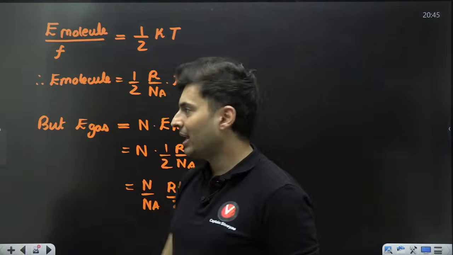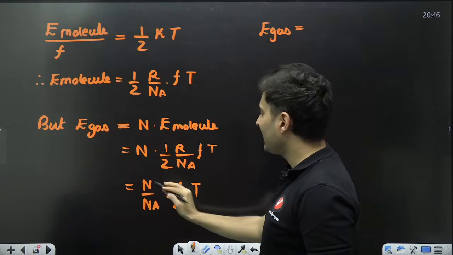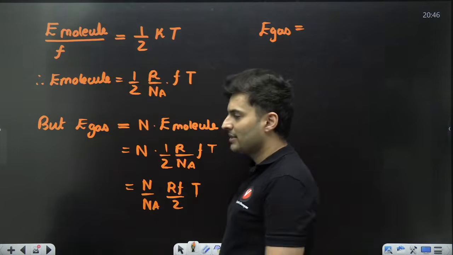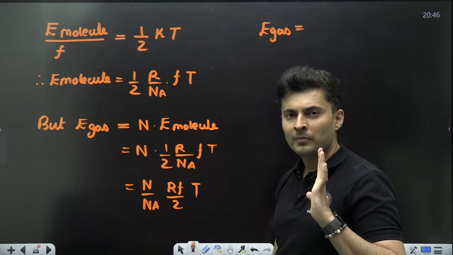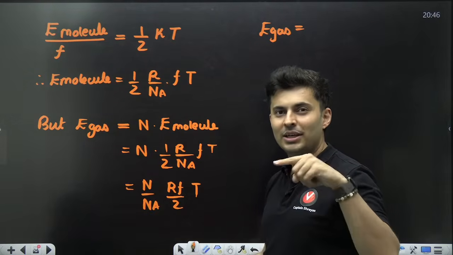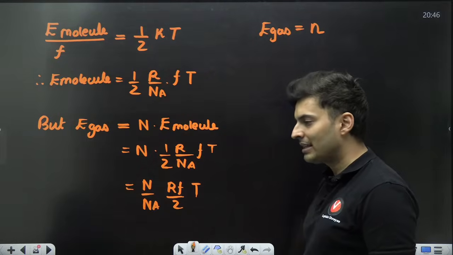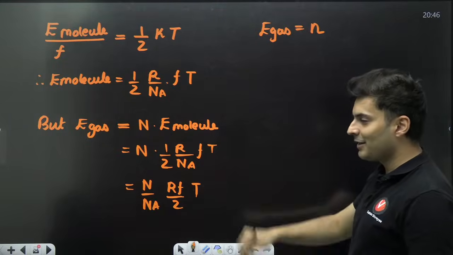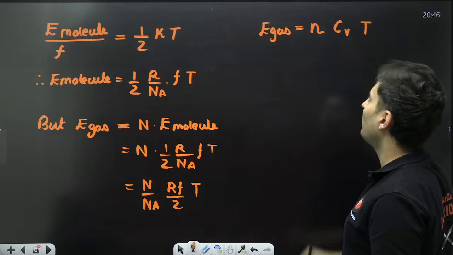Now quickly think and tell me, what is N by Na? If you answer this, I'll be very happy. What is N by Na, my dear warriors? Think and answer in the chat box. Number of molecules by Avogadro number. If the number of molecules is Avogadro number, this ratio will be 1. So it is actually telling me the number of moles, right? So isn't the first term n? Very good. The next term, Rf by 2, is actually something called Cv, and this is nothing but T.